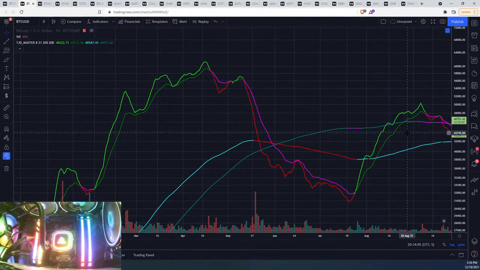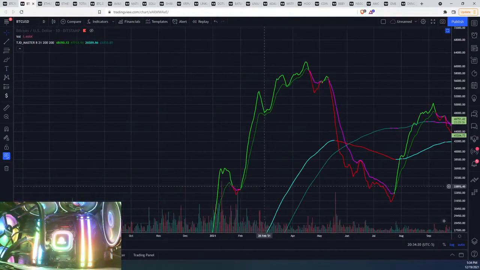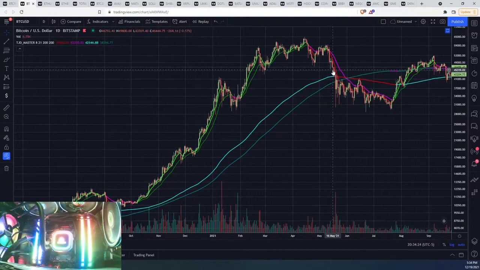So by using the 200 exponential and simple on the 1 day or 4 hour or weekly or whatever time frame you're using it on, we then look at the 8 and 21 to determine when to enter and exit a trade within that trend. So we know that we're in an uptrend here because the 200 exponential and simple are blue. So that tells us we're in an uptrend.